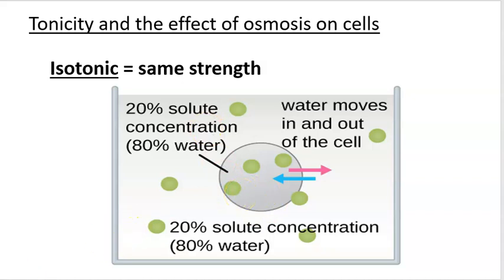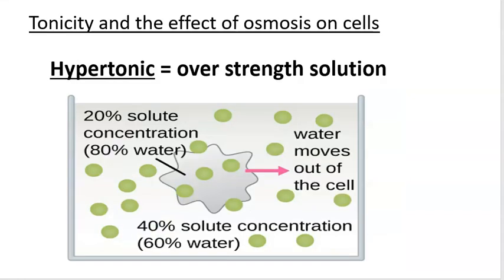And when cells are floating around, say in a river or a lake, there's a chance that they could be in an isotonic solution already. But then when they move to a new location, they can have a different strength solution. And one of those that we can see right here is hypertonic solutions. And when you look at hyper, think hyperactive kids, they're too active. Well, here hypertonic is over strength solution.